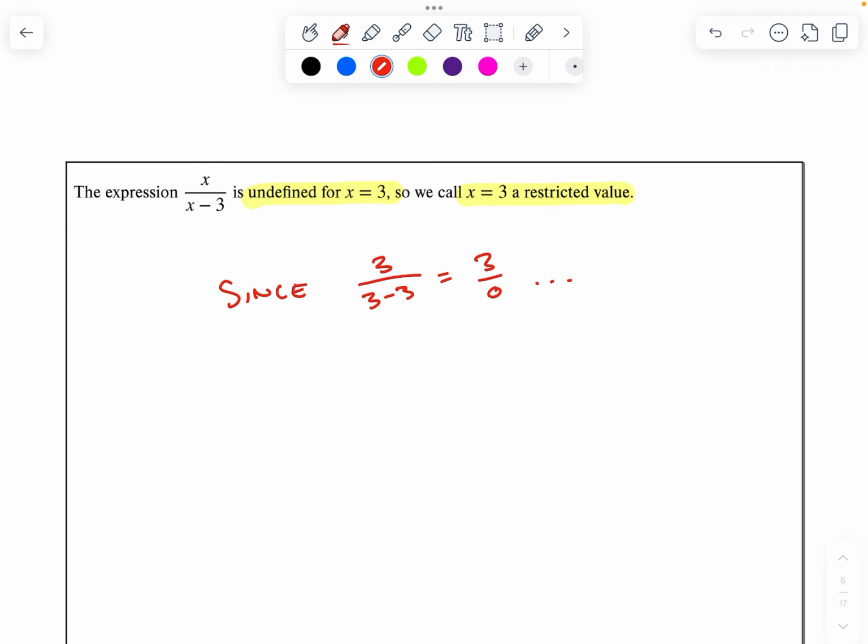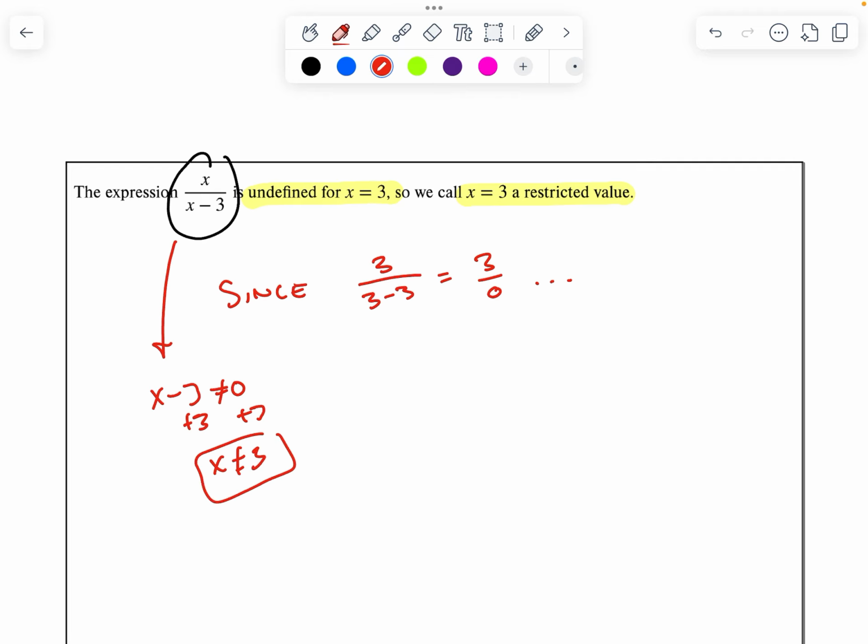Here's another example, the expression x over x plus 3. If I wanted to find the restricted value, I would say x minus 3 is not equal to 0. I would add the 3 to both sides and see that x cannot equal 3. 3 is the restricted value. It's undefined for x equals 3. X equals 3 is a restricted value because 3 makes the denominator 0.